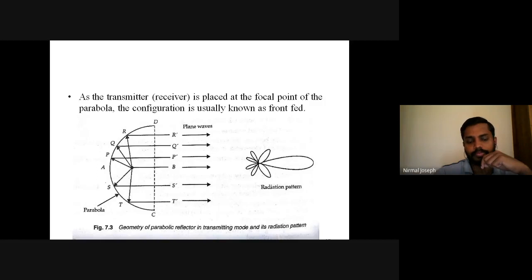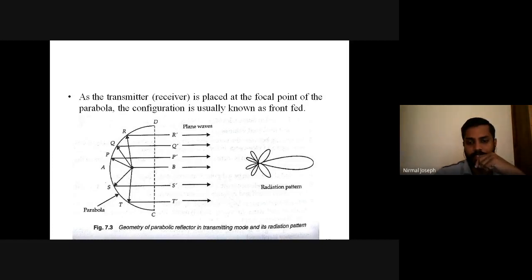So the point source will be kept at the focal point, and the point source will radiate randomly. It will radiate, and most of the rays will fall on the parabola. You can see rays are falling on the parabola and getting reflected. Since our reflector is a parabolic reflector, they are reflecting. After reflection, you can see the wavefront is plane. So plane waves are coming out of the parabolic reflector.